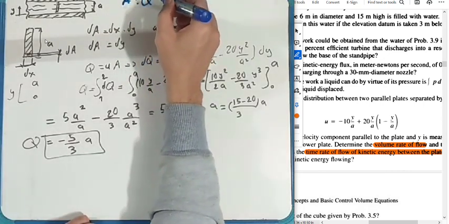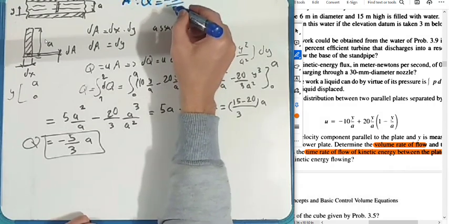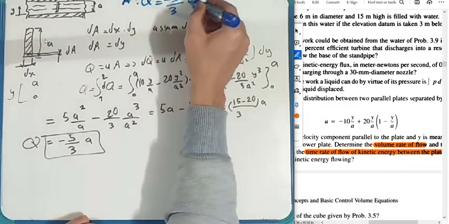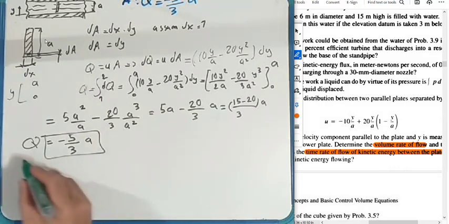So it was the first section. Q, the flow rate, equals minus 5/3 a. Okay, let us continue with the next one.